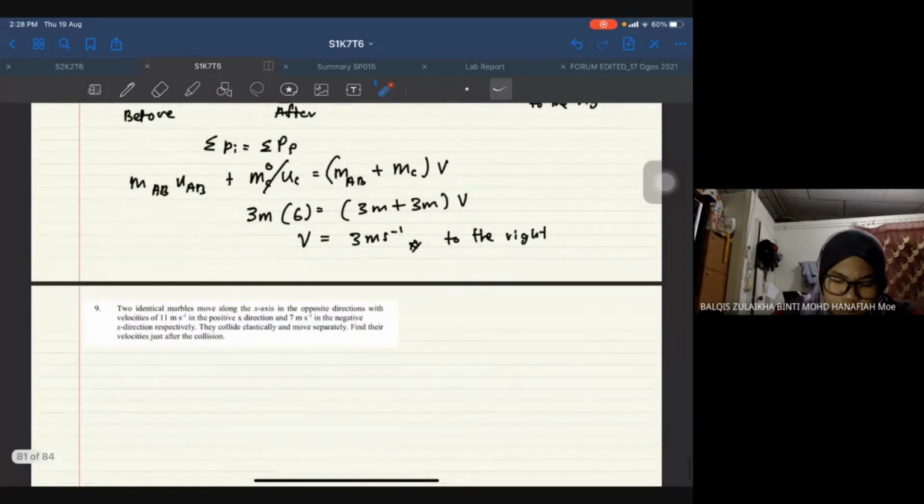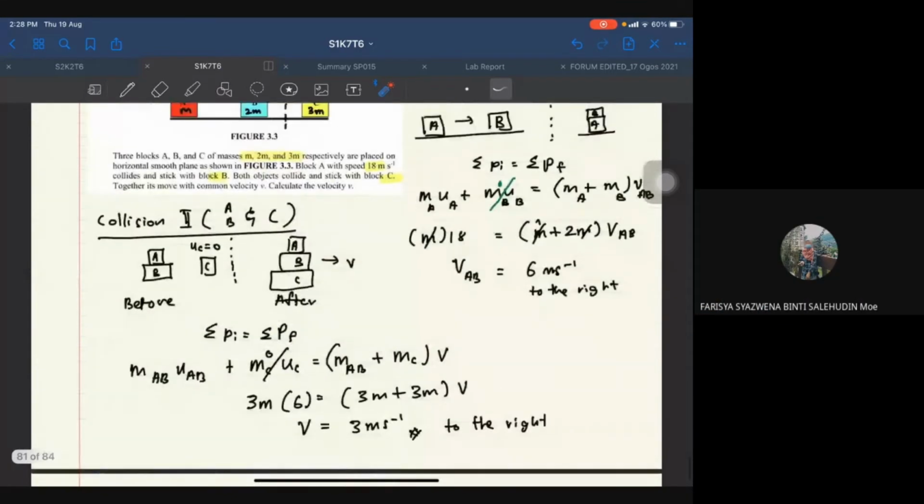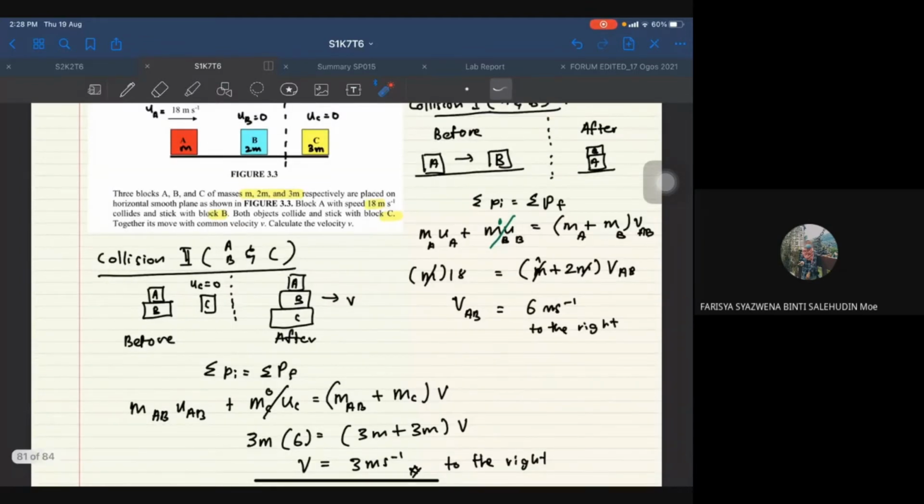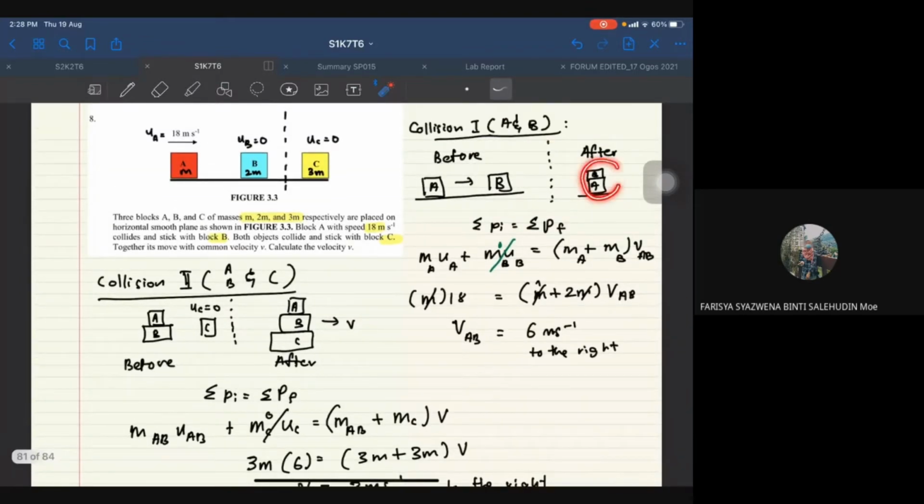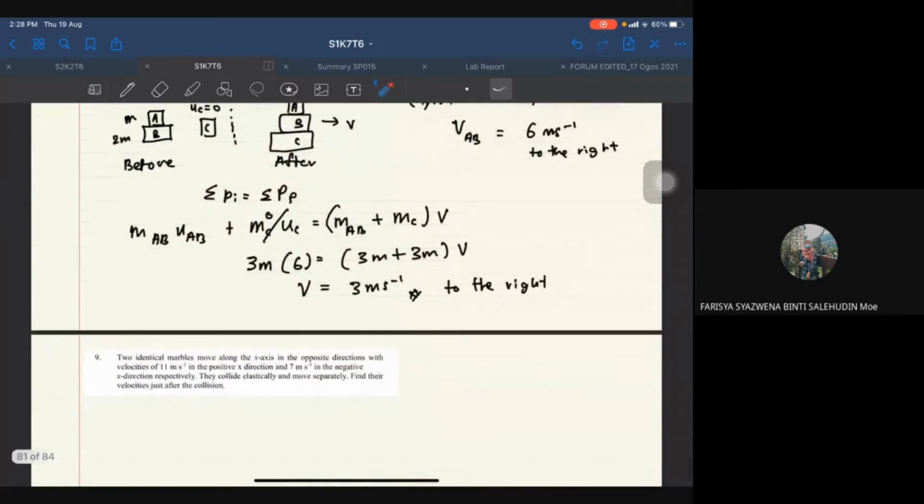Okay, any question? Sir, how you get 3M MAB2? AB2 because dia dah stick together, dia dah duduk atas-atas ni kan. So saya kira dia sekali lah. So dia bawah ni adalah 2M, atas tu adalah M. So kalau saya add up, dia jadi 3M. Oh, okay. Kat sini lah. Okay. So dia jadi combine lah. They move together. Mass dia pun together.